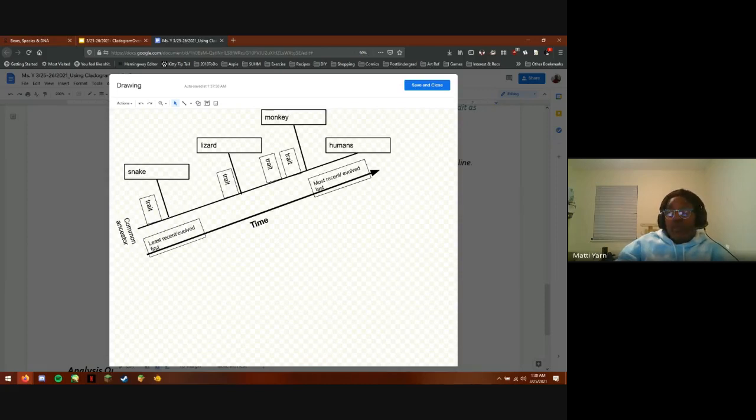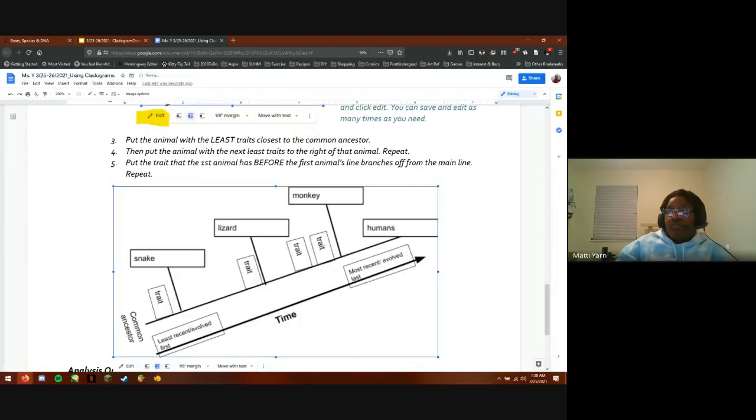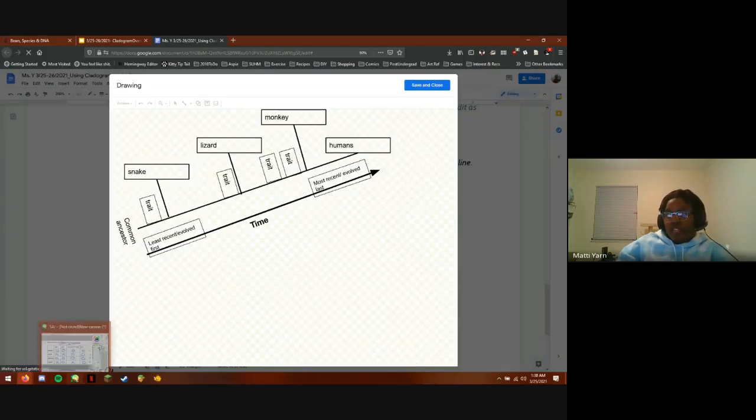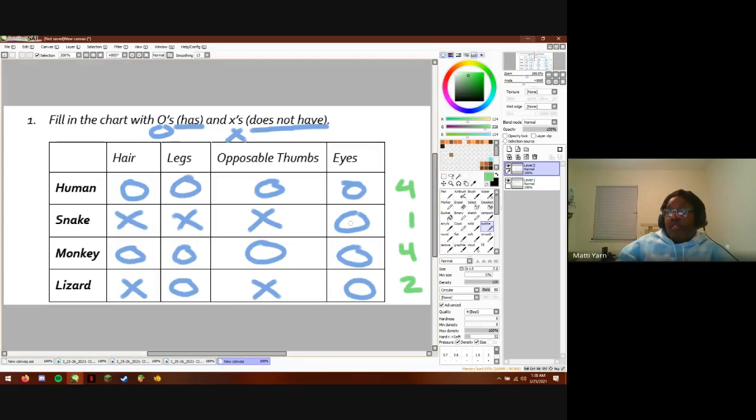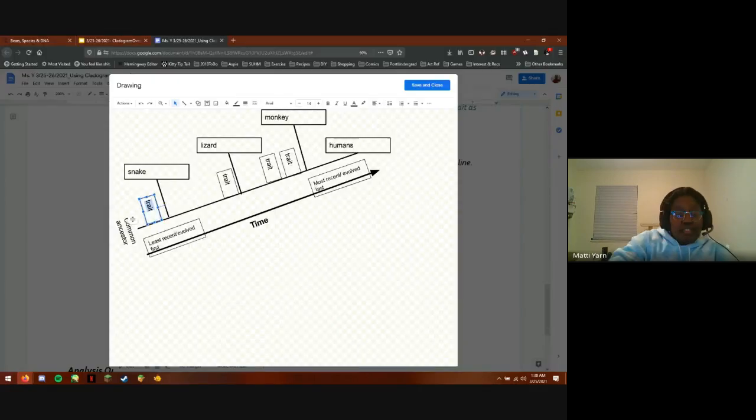All right, we still have the traits though. So now we're going to go back, look at the instructions. We're going to save and close. All right, and then put the trait that the first animal has before the first animal's line branches off from the main line. Okay, so that one trait that the snake had, what was that trait? Let's take a look. Snakes have eyes. So that means that the trait of having eyes evolved before snakes branched off. So we're going to put eyes here. Because remember, when you are drawing back to the common ancestor, it has to cross over any trait that it has. So we need to make sure that the snake, when you're drawing back, crosses past the trait of eyes back to the common ancestor. So we're good there.